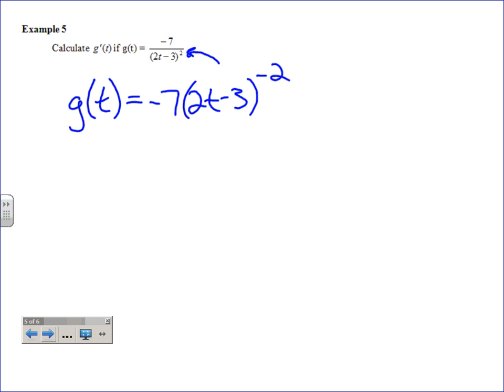Yeah, it does. Now, I think this is the first time that there's actually been something out front, though, other than 1, but that's fine. Again, it works very well when there's a constant up there. So now let's go ahead. Well, we took the derivative of this side. I love that side. That's always easy. And so now we take that negative 2 times that negative 7. We get a 14. Write down the 2t minus 3.